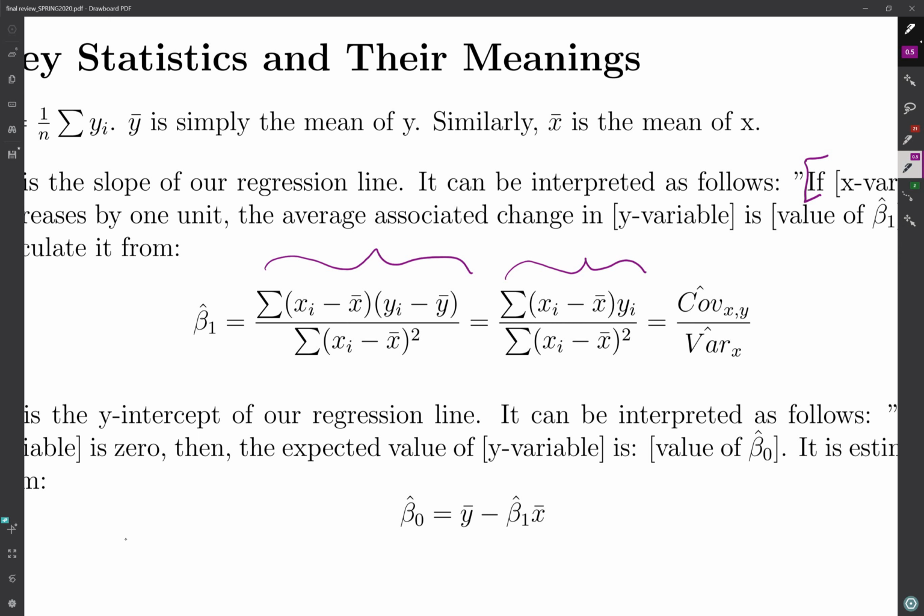So remember this sigma here, that just means sum. So we're summing up at each observation xi minus x bar. Okay, so each observation's x value minus the average x value, and we're multiplying that by the y value for that observation. Okay, and that's going to be all over the sum of xi minus x bar squared. Okay, in other words, what this really is, it's the covariance between x and y over the variance of x.